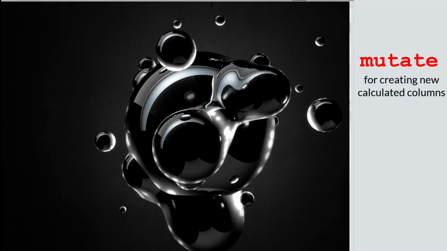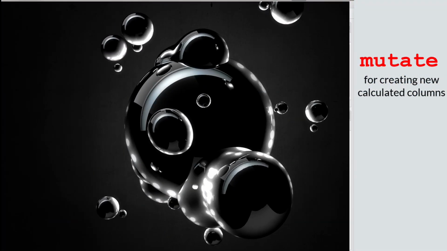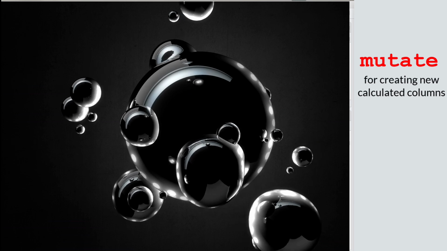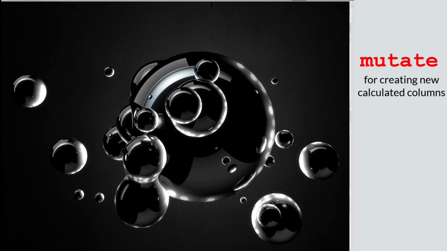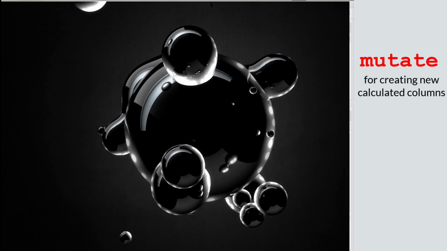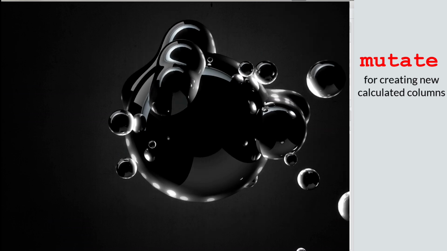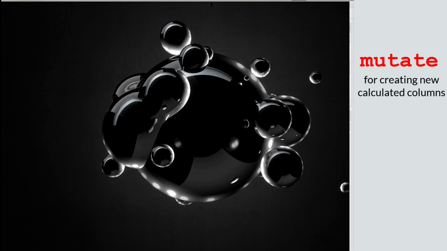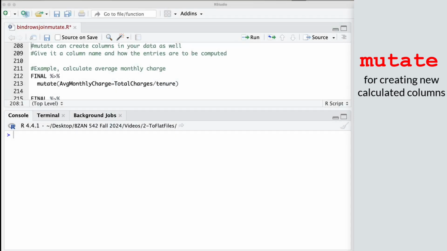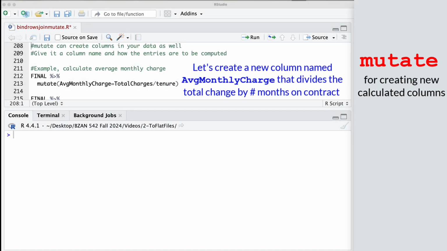Now, while we're on the topic of adding new columns to our data by merging in information from another, let's talk about the mutate command. So mutate is going to allow us to create a new column in our data by performing arithmetic or other operations on the columns that we already have. For example, we might want to add a new column that gives each customer's average monthly charge, taking the total charge and dividing it by the number of months that they've been on contract, the value in the tenure column.